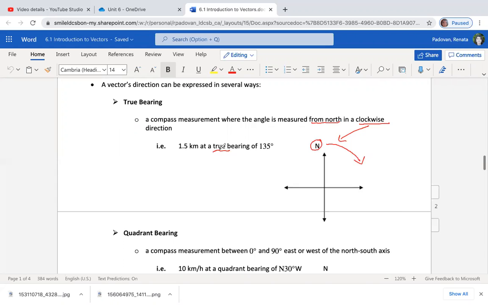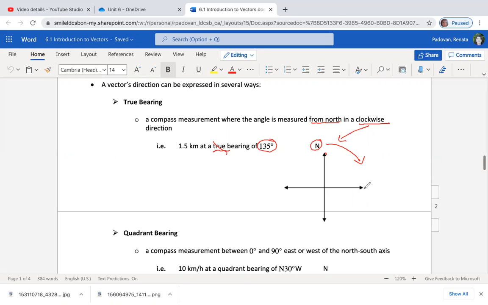If it says true bearing, or it even just says the word bearing, I'll talk about that after, so I don't even have to have the word true there. But if it just said 1.5 kilometers at a bearing of 135 degrees, and that's all you have been given is the degrees, you start at north, and you know what direction you're going in, and just draw a vector that's 135 degrees away from north in that direction.